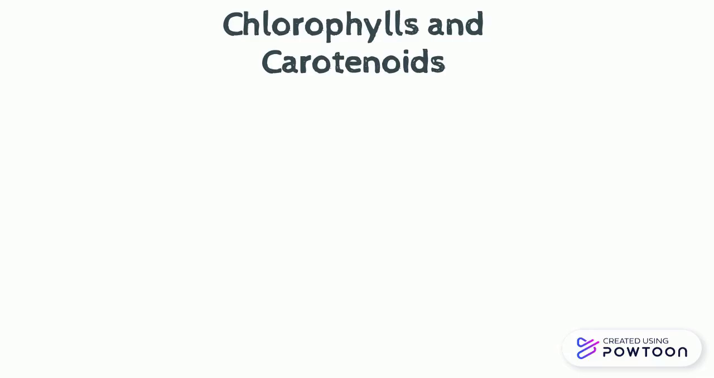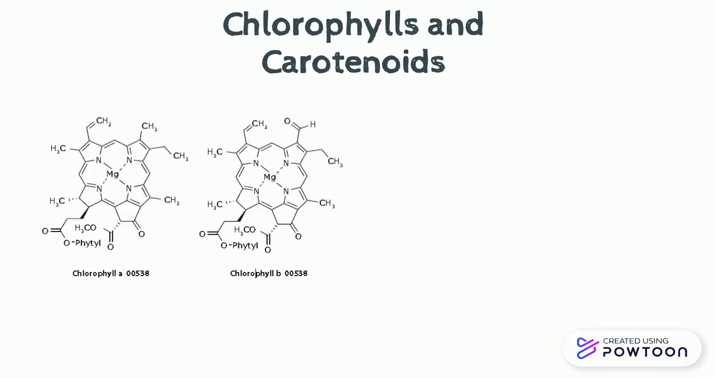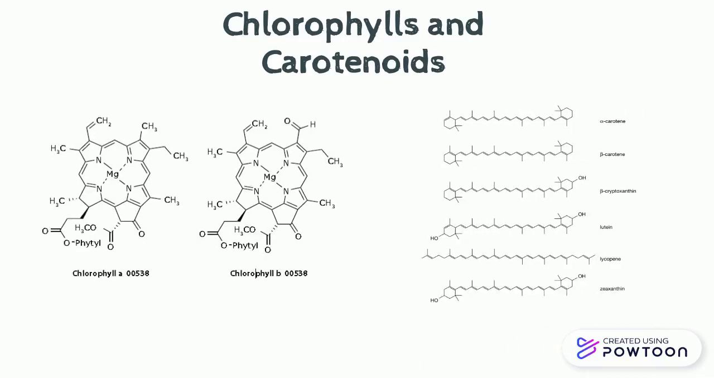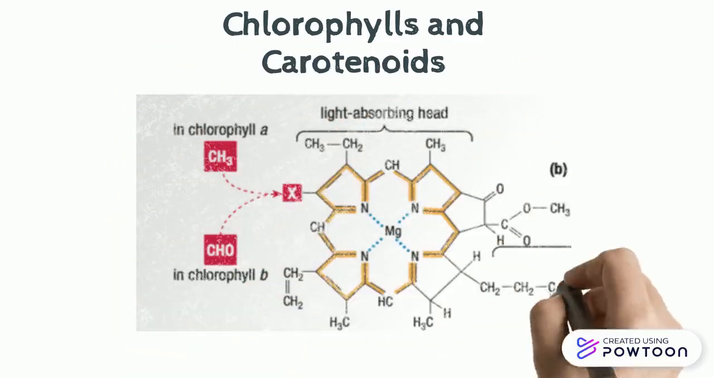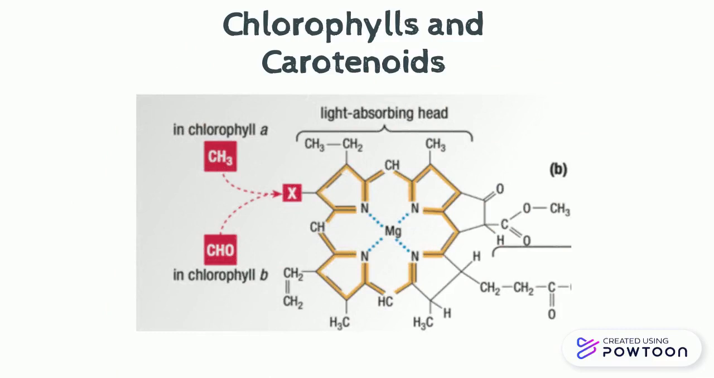We are going to learn about the two types of chlorophylls and then the second major group of photosynthetic pigments, which are the carotenoids. Chlorophylls and carotenoids are the two major groups of photosynthetic pigments. Chlorophylls A and B differ only by the side group that they are attached to at the X, which is shown on the diagram.